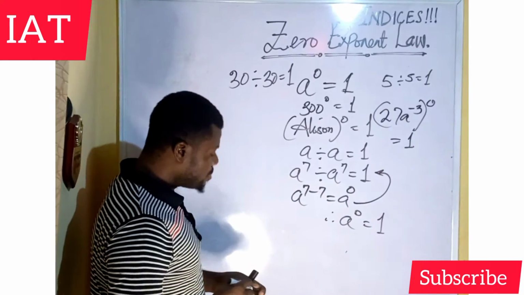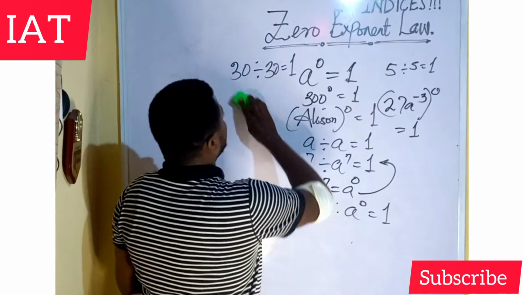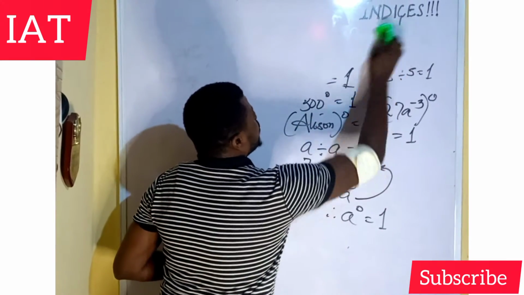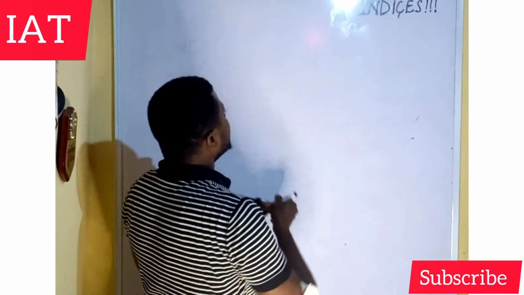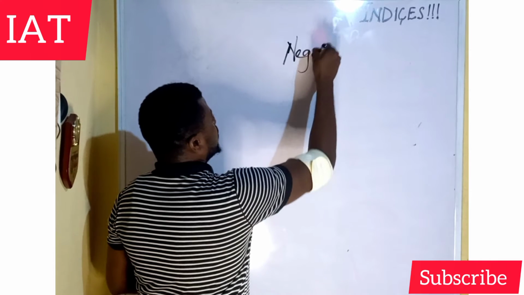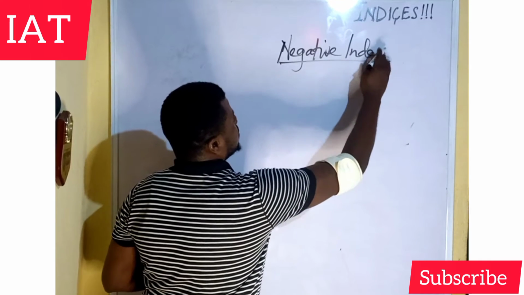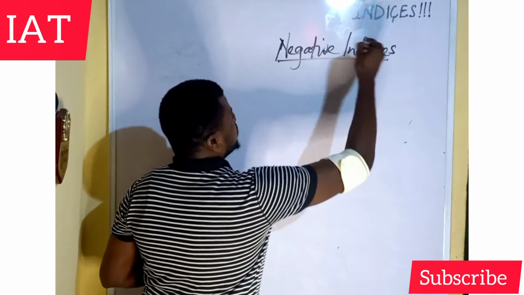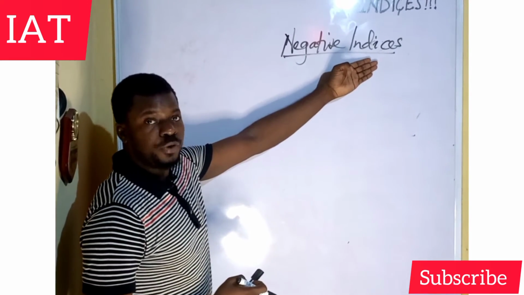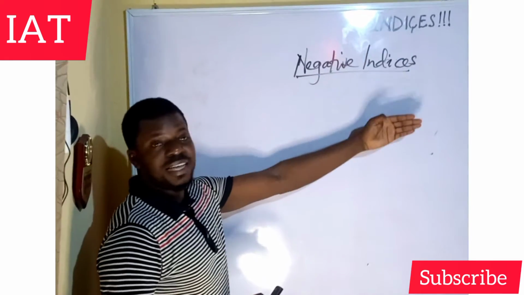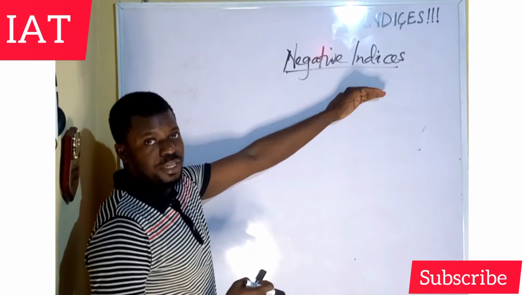Let's look into the next law of indices, which is negative index or negative indices. You can call it negative indices or you can call it negative index, you can use either of them. If you check in the first video, I've already explained that indices is the plural form of index. That means index is singular and indices is plural. Or you can call it exponent. It doesn't change the meaning of what it is.